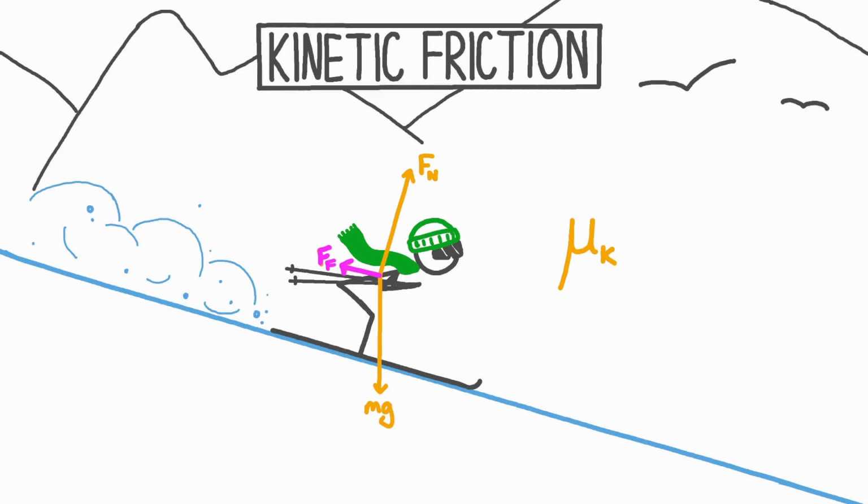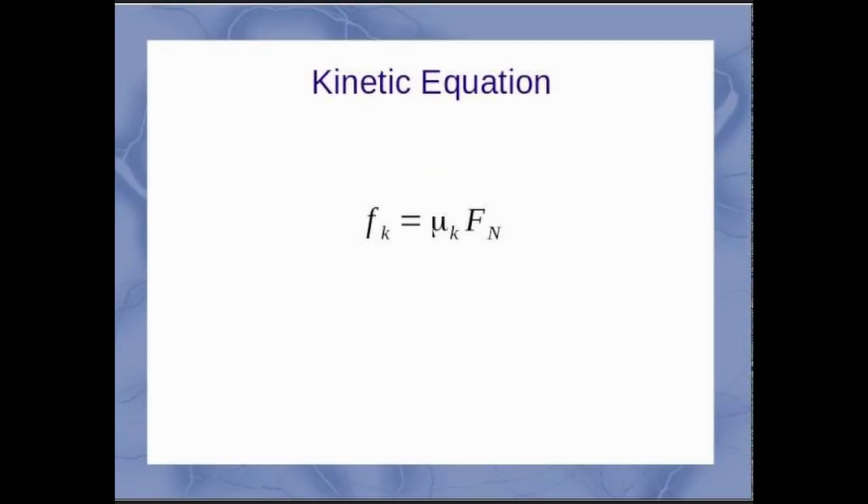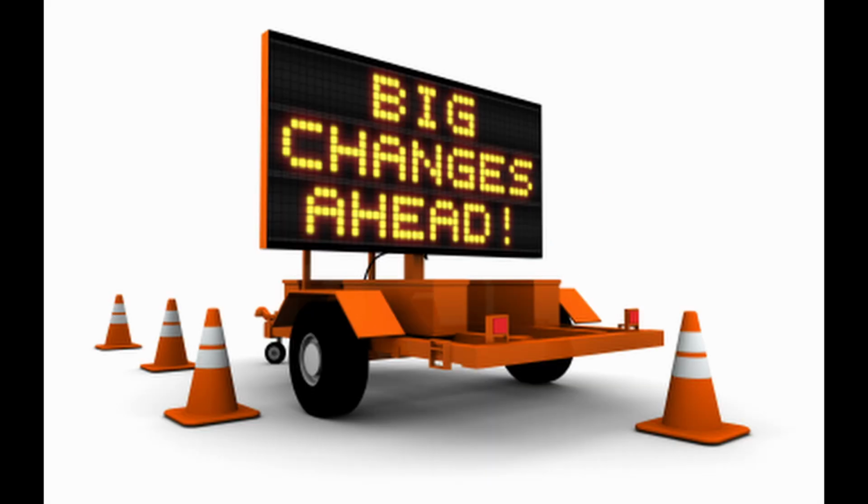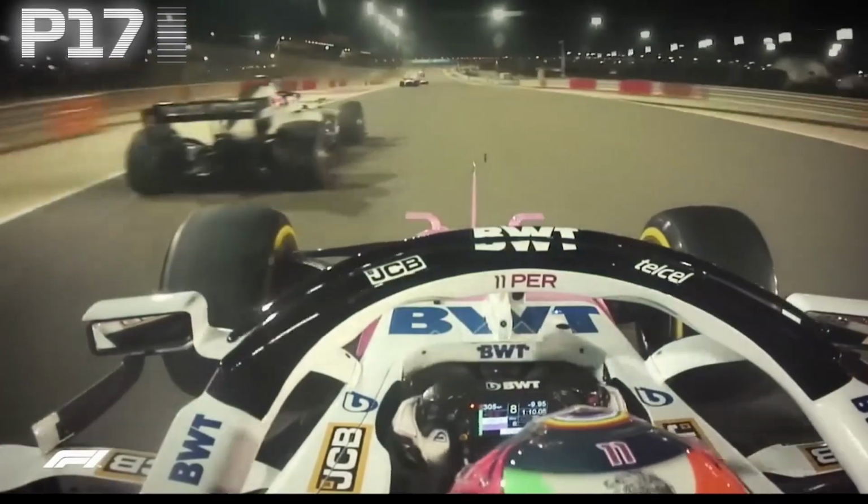So therefore, friction, which is modeled by the equation, coefficient of kinetic friction times force normal, plays a very key role within F1, as it can lead to major changes with different tires and great overtakes by them.